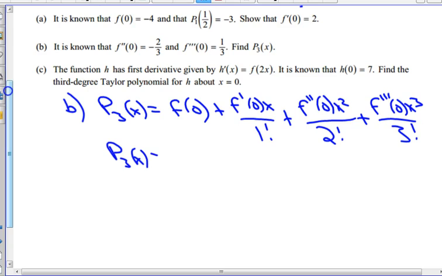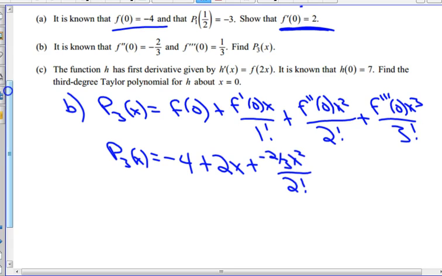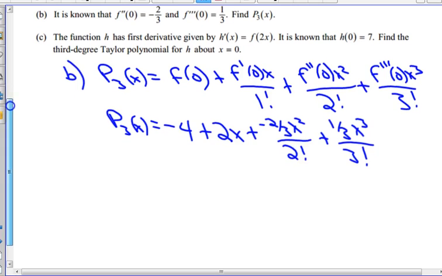P3 of x. What does it equal? It equals -4 plus. We can use this. We've shown it. Even if you didn't get part A, you can still use this value. So plus 2x plus my second derivative, -2/3 x squared over 2 factorial. I think we'll simplify that a little bit. And the third derivative is 1/3 x to the third over 3 factorial. Done. Let's simplify it anyway, because I think we're going to need it in the next part.